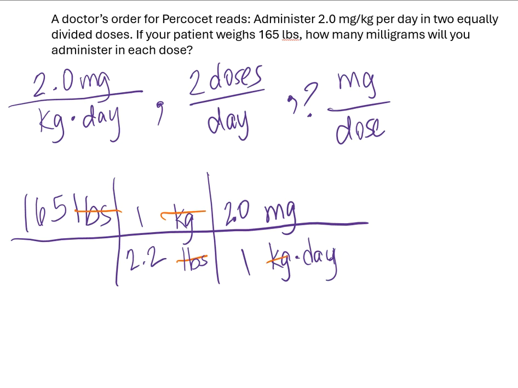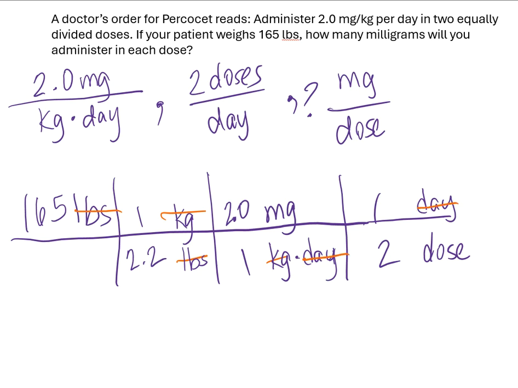So right now, if I were to perform this calculation, I can figure out, okay, how many milligrams should this person receive each day? But the problem asks for how many milligrams per dose. So I have milligrams per day, not milligrams per dose. So what that tells me is that I need to get rid of day. So since day is in my denominator, in order to get rid of day, I need it in my numerator. And I'm trying to figure out the relationship between day and dose. Based on the problem, it told us that this was divided into 2 equally divided doses. And so that means that every 1 day, this patient is going to receive 2 doses. And so that's what information we obtained from the problem.